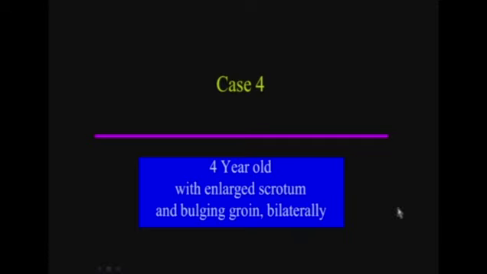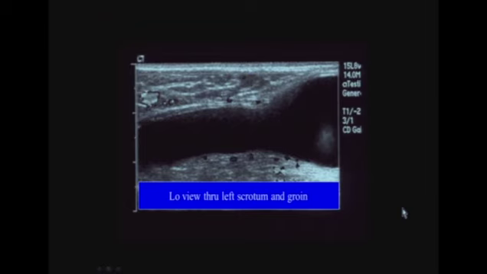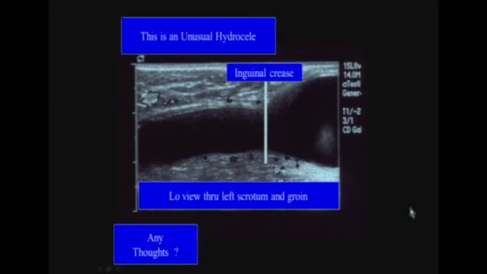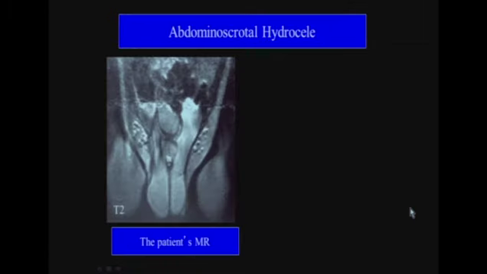Another case, case 4, a 4-year-old with enlarged scrotum and bulging groin bilaterally. This is a longitudinal view through the left scrotum and groin. When the scrotum looked big, if one compressed it, there would be an increase in size of the bulge at the groin. This suggested, and I'm placing a line at the inguinal crease, an unusual hydrocele known as an abdominoscrotal hydrocele.